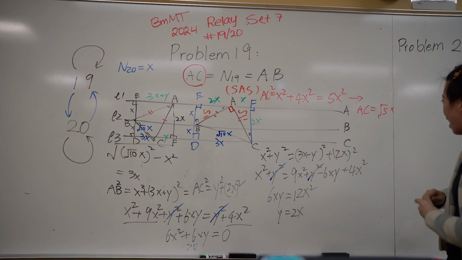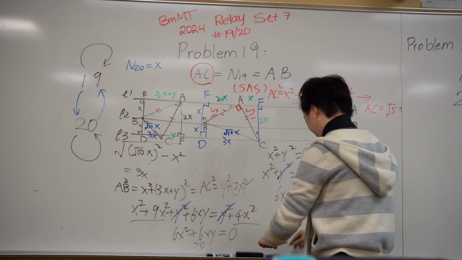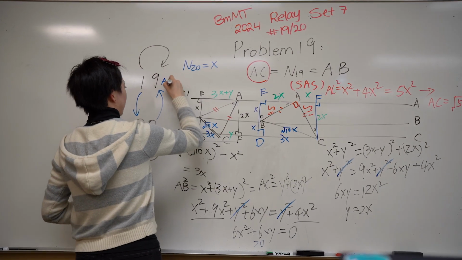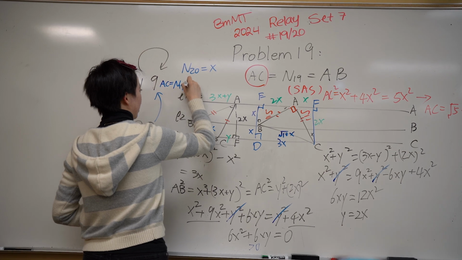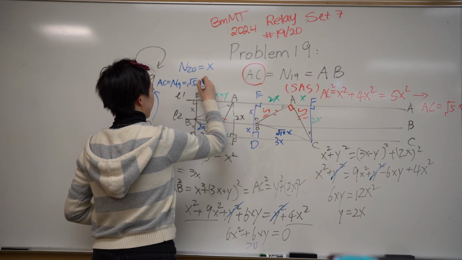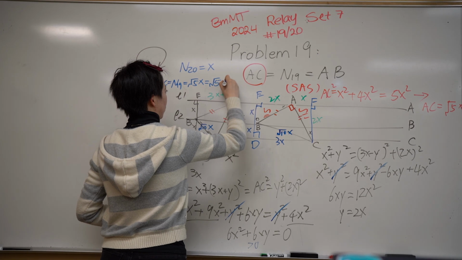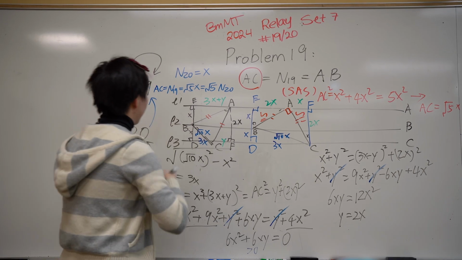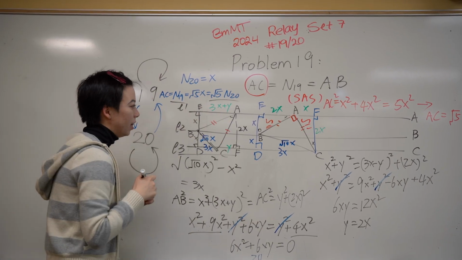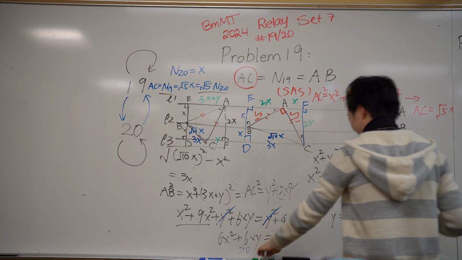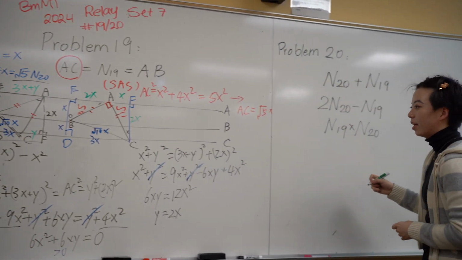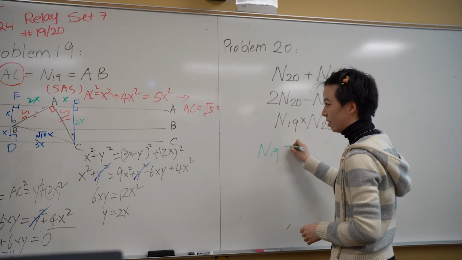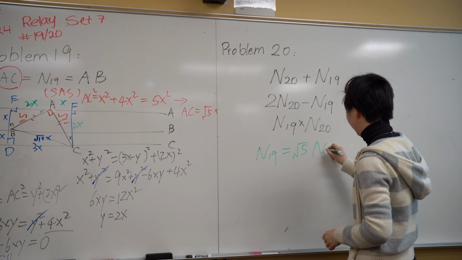And we also know that x is n20. So what that will help us is we know that AC is equal to n19, which is equal to square root of 5x, which is equal to square root of 5 n20, because x is equal to n20. So now we finally set up an equation between n19 and n20. Let's write it down, maybe on the problem 20 side, since that will be useful information. So what we have is n19 is equal to square root of 5 n20.